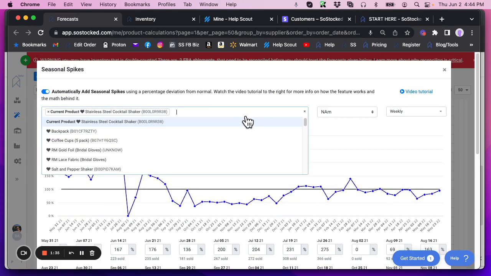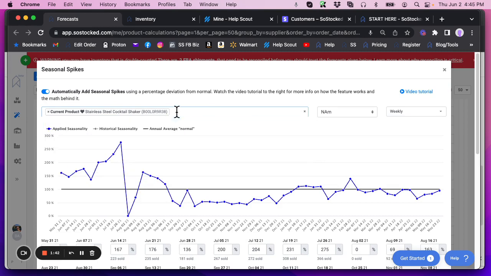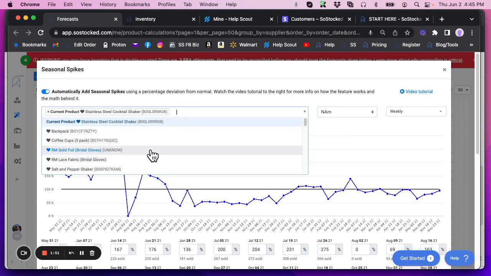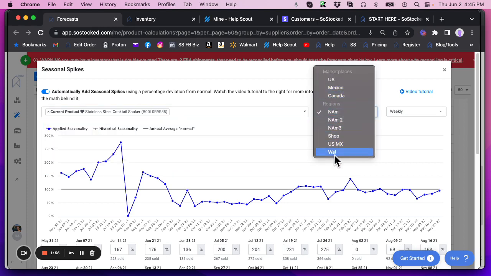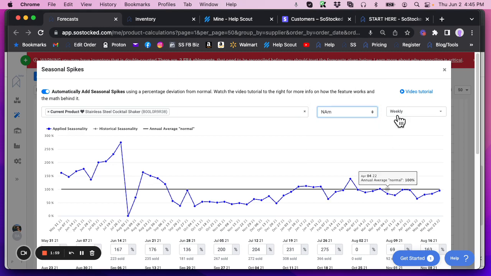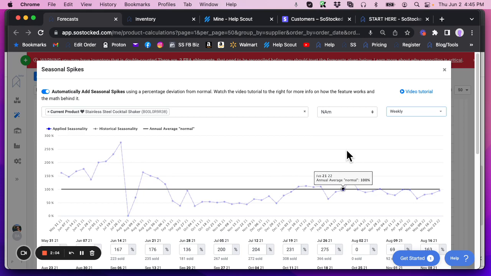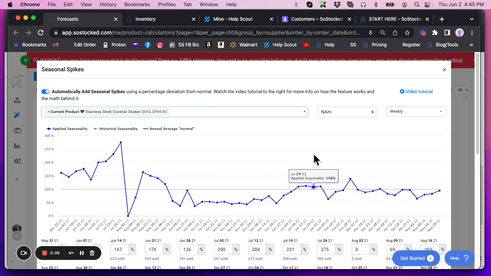You can also come up here and choose products and apply their seasonal curves to other products. Let's say you're launching a brand new product and you want to take this product and assign its seasonality to another product. You would log in, filter for the new product that you're launching, then search here and find the seasonal curve that you want to apply. You can even pull from different marketplaces or regional groupings. Then you can choose monthly, biweekly, quarterly, weekly, etc., and apply that seasonal curve to any product. You can even add a grouping of products and apply that seasonal curve.